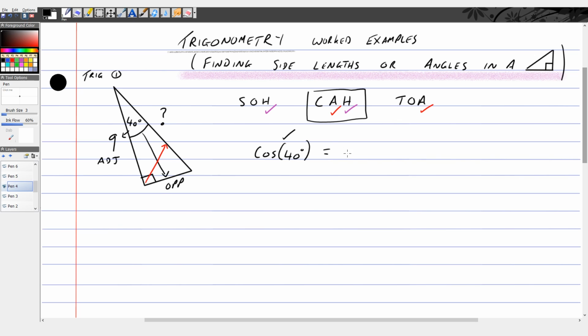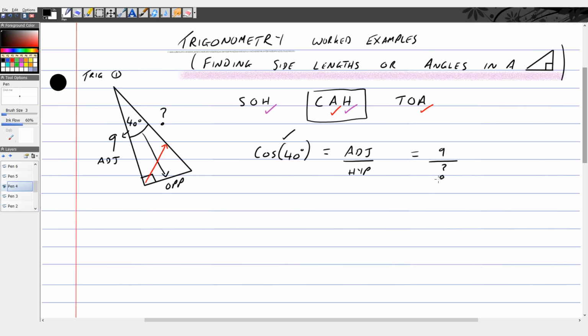Cosine of an angle is equal to the adjacent side length divided by the hypotenuse side length. But we know the adjacent is worth 9 units, so that's equal to 9 divided by the hypotenuse, which is the one that we don't know. So the only thing we don't know, because we know what the cos of 40 degrees is because the calculator tells us, we know what 9 is because it's 9, the only thing we don't know is this question mark.